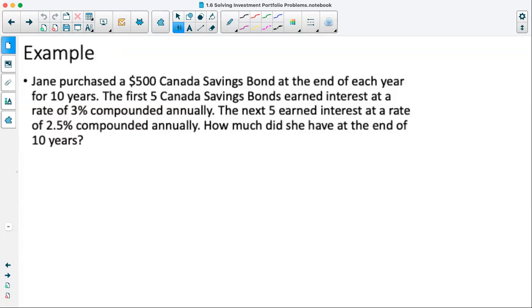So our first example: Jane purchased a $500 Canada Savings Bond at the end of each year for 10 years. The first 5 Canada Savings Bonds earned interest at a rate of 3% compounded annually. The next 5 earned interest at a rate of 2.5% compounded annually. How much did she have at the end of 10 years?